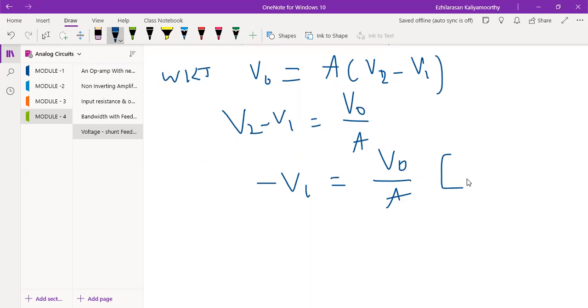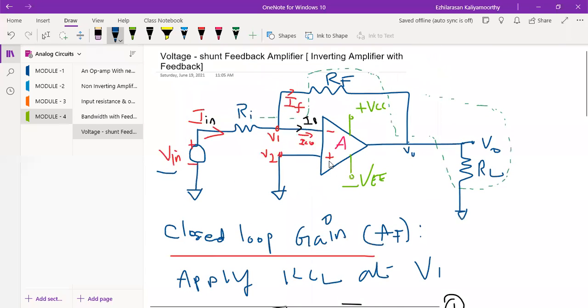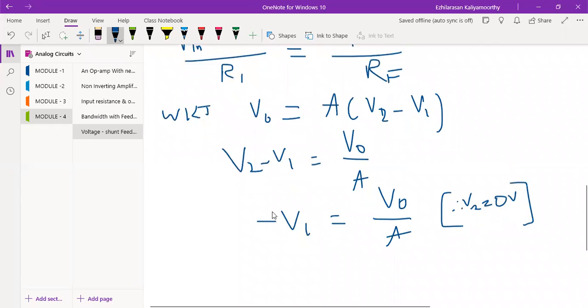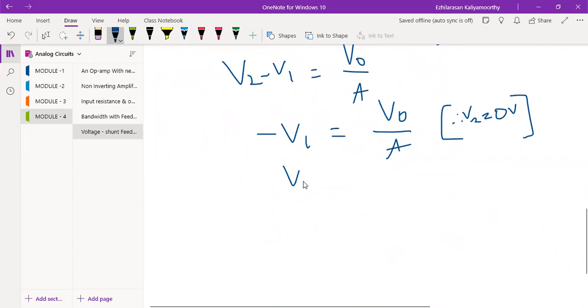Why? Because we can see in this figure that the node at V2 is connected to ground. So I can say that V2 is equal to 0 volt. Since V2 is equal to 0 volt, I'll get minus V1 is equal to V0 by A. Then V1 is equal to minus V0 by A.